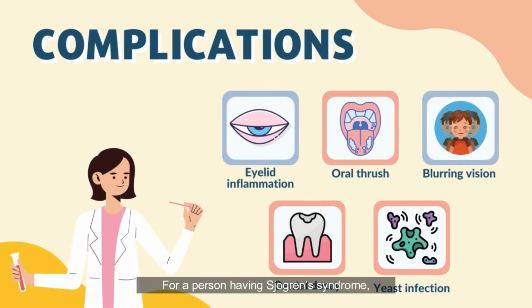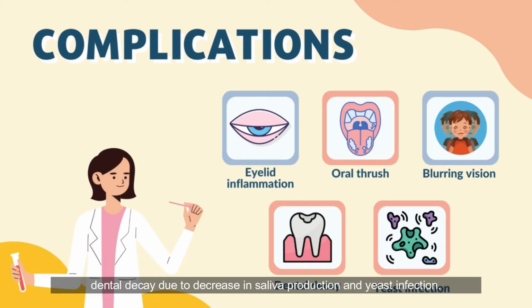For a person having Sjogren's syndrome, he or she might develop complications such as eyelid inflammation, oral thrush, blurring vision from dry eyes, dental decay due to decrease in saliva production, and yeast infection.